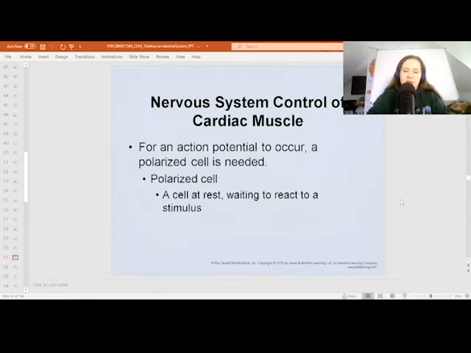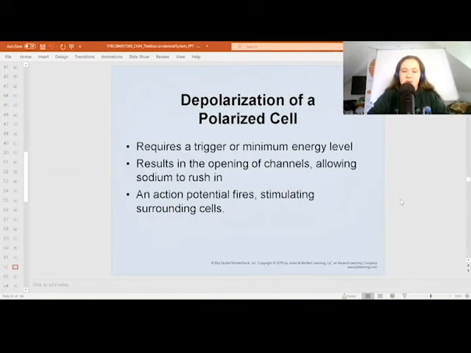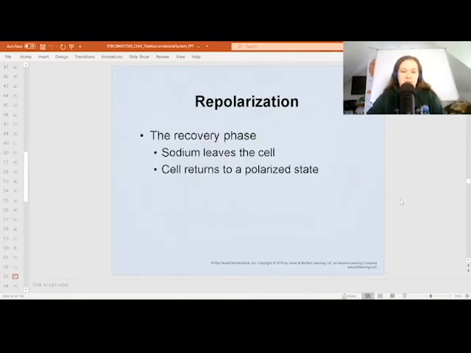For an action potential to occur, a polarized cell is needed. A polarized cell is a cell at rest waiting to react to a stimulus. The depolarization of a cell requires a trigger or minimum energy level. This results in the opening of channels allowing sodium to rush in. An action potential fires, stimulating surrounding cells.